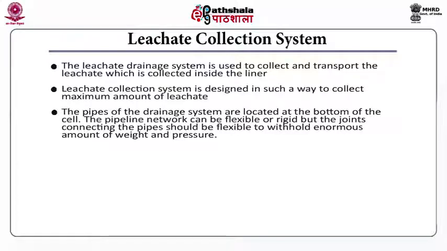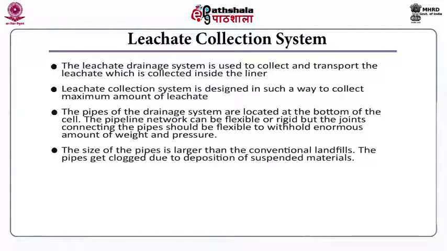The pipeline network can be flexible or rigid, but the joints that connect these pipes should always be flexible to withstand the enormous weight and pressure created by the waste that is loaded on top of the leachate collection system. The size of the pipes is larger than in conventional landfills. The pipes will get clogged due to the deposition of suspended materials, so they have to be frequently observed for any clogging.